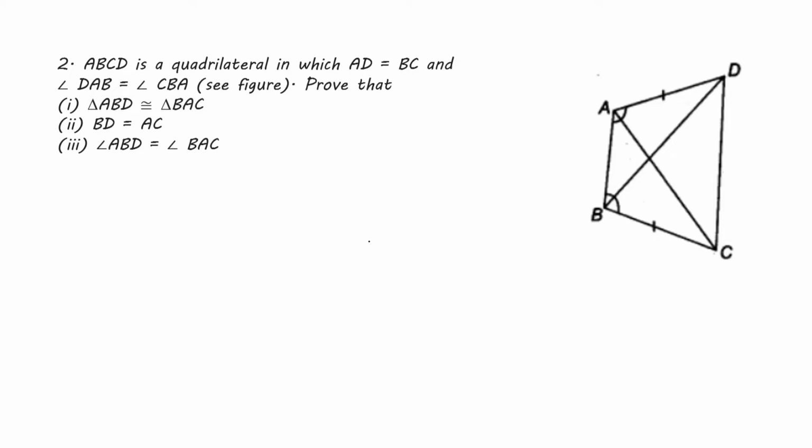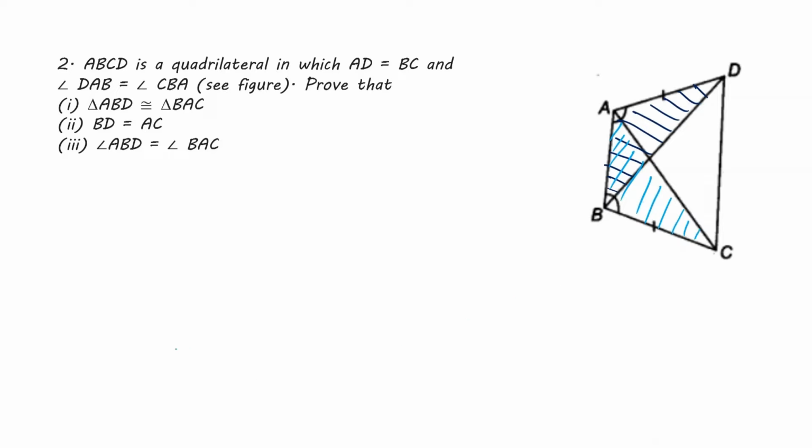Now let's look at the next question. ABCD is a quadrilateral in which AD equals BC and angle DAB equals angle CBA. Prove that triangle ABD is congruent to triangle BAC, BD equals AC and angle ABD equals angle BAC. Let's look at the diagram. First, we need to prove that triangle ABD, this triangle, is congruent to triangle BAC, which is this triangle.